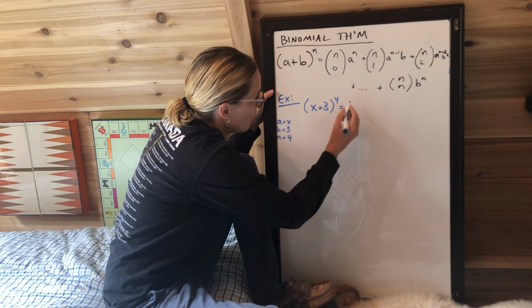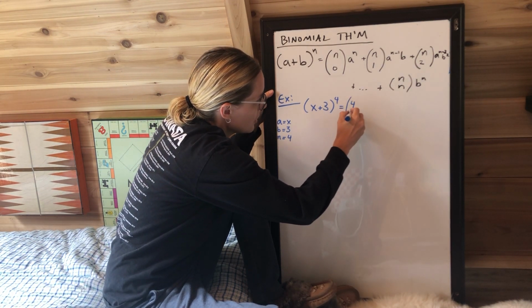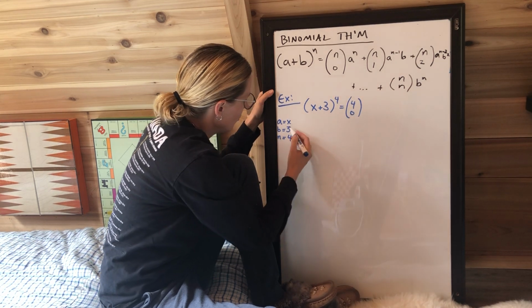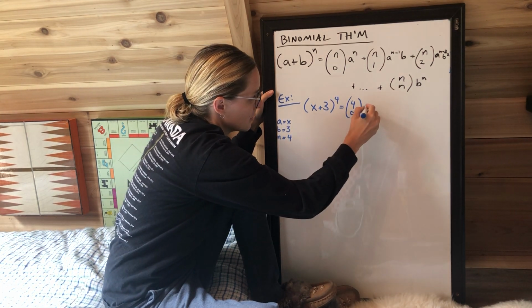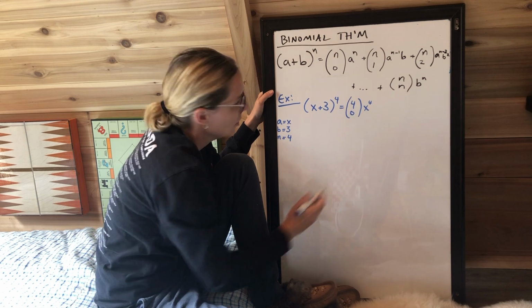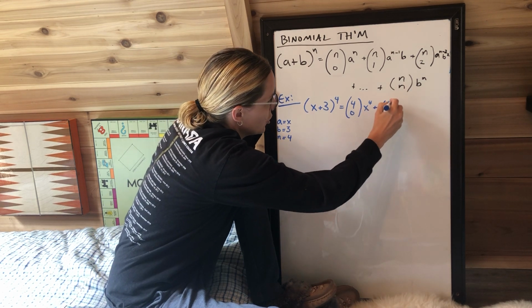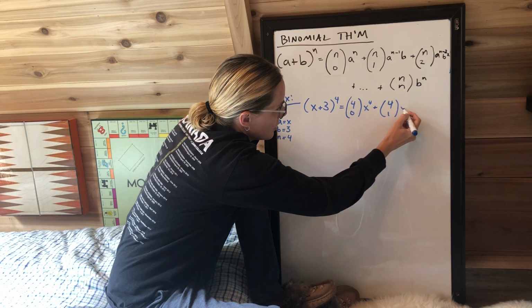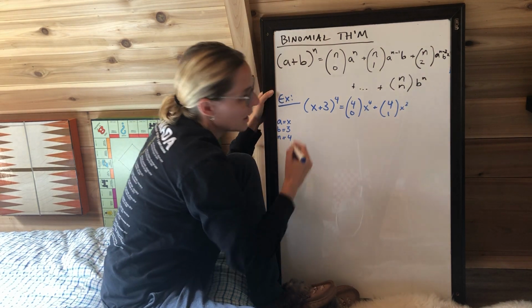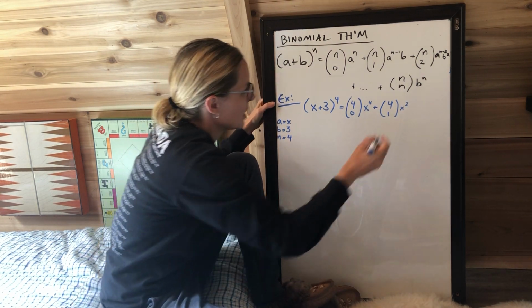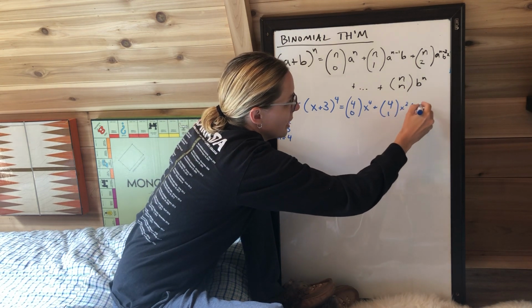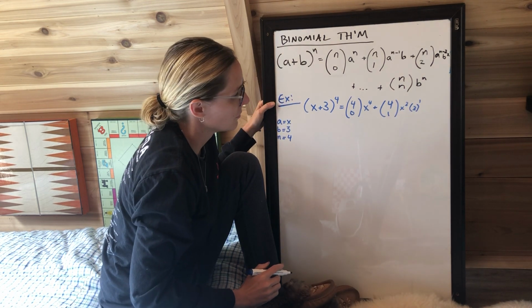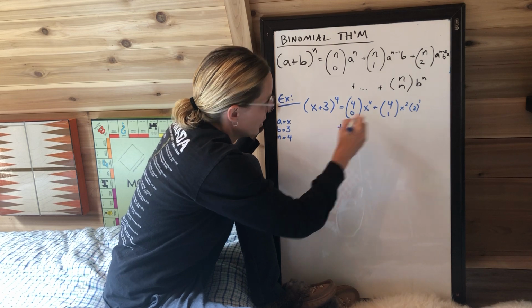So again, if it's the power of 4, you start 4 choose 0, a to the 4. Well, in this case, our a is an x. So I make it x to the 4. Then I move on to the next one. 4 choose 1. What happens to my exponent on this? It goes down by 1. Now I introduce my b value, which in this case is a 3, and it's to the exponent 1. Okay? Sorry, I don't have enough room.